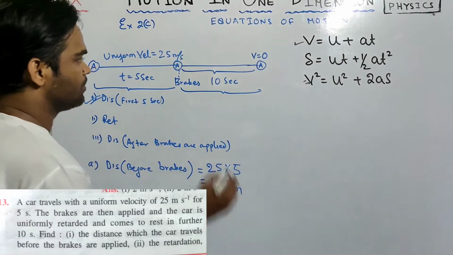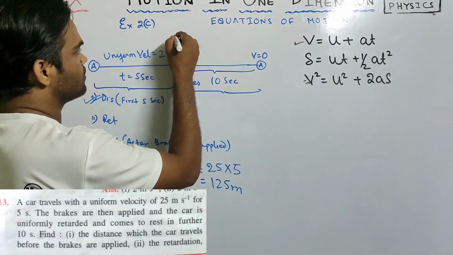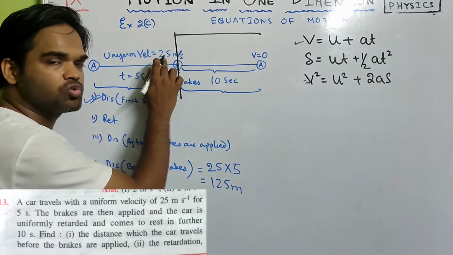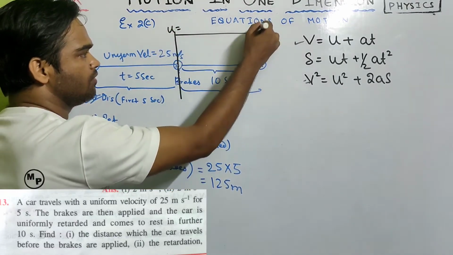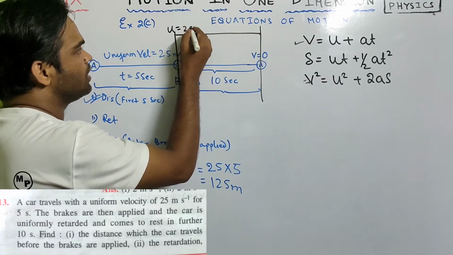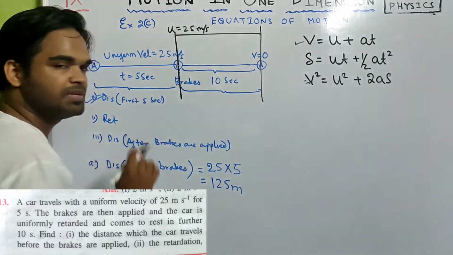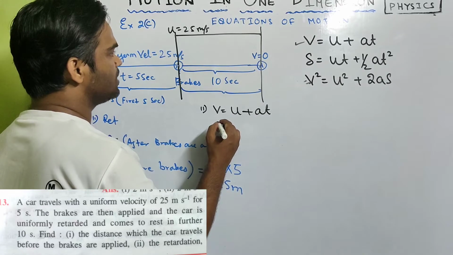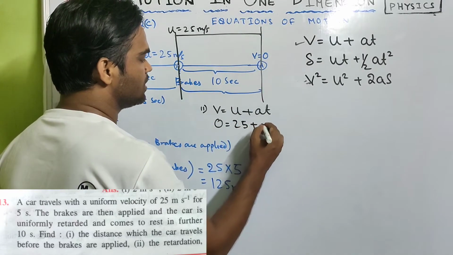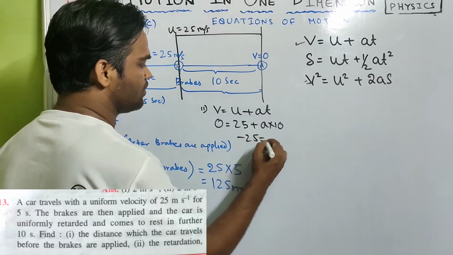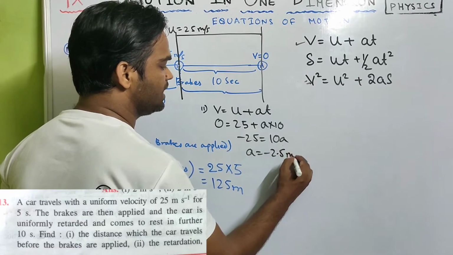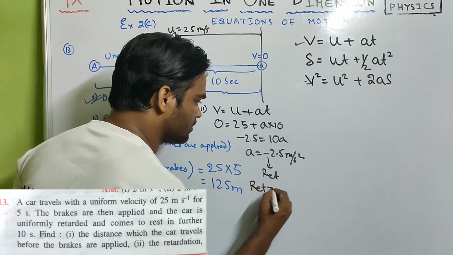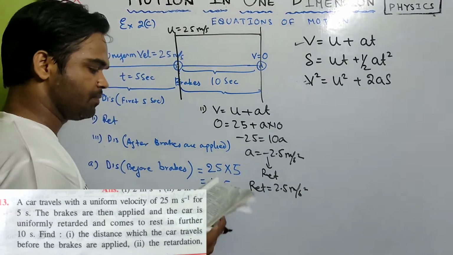Number 2, the retardation produced. Now look carefully from this position to this position. At this point the velocity of the body was 25 meter per second, which means the initial velocity for this 10 second region is 25 meter per second. The final velocity is 0. Time is 10. So we can use V equals U plus AT. V is 0, U is 25, so 0 equals 25 plus A into 10, which means minus 25 equals 10A, so A equals minus 2.5 meter per second square. The negative sign indicates retardation, so you can write retardation is 2.5 meter per second square.